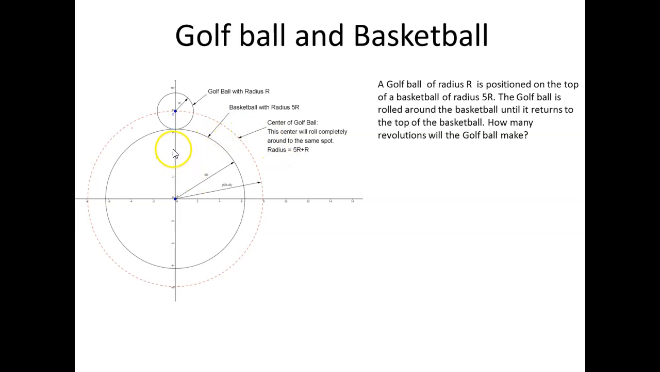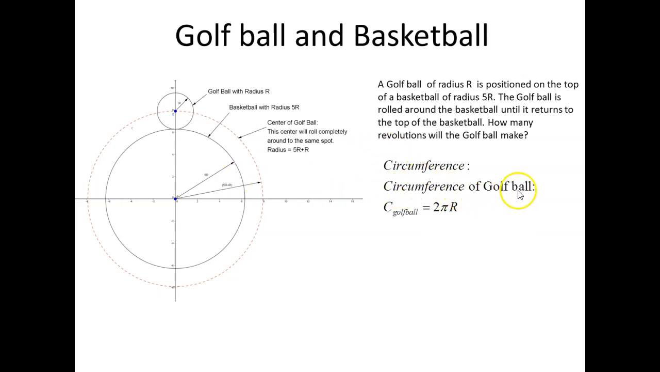So the circle that's moving around the basketball has a radius of 5r plus r. We have the radius of 5r, which is the basketball, plus the radius of r. So the radius of this dashed circle is 5r plus r. This center will roll completely around to the same spot. Okay, so let's see how we would do that.